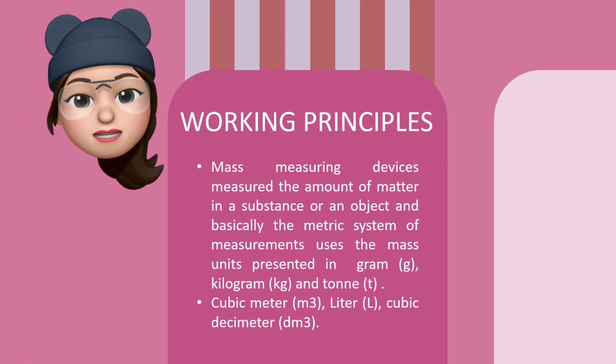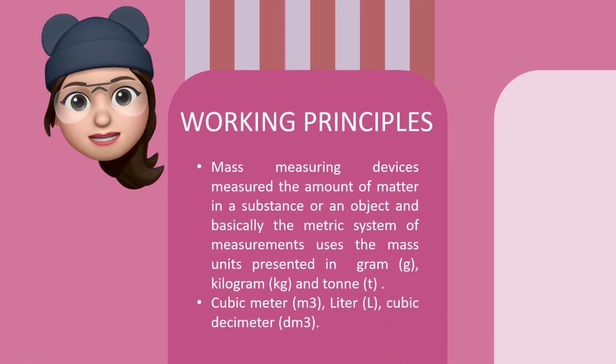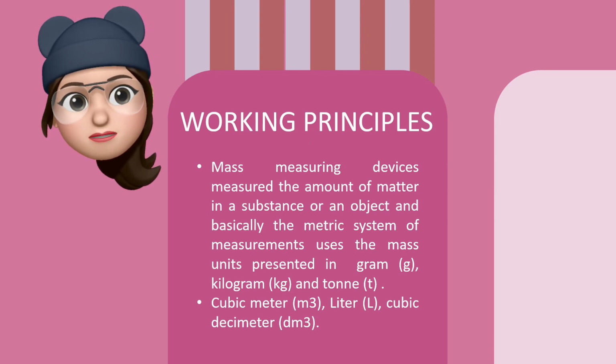A mass measuring device is used to measure the amount of matter in a substance or an object. Basically, the metric system of measurement uses the mass units presented in gram, kilogram, and ton.